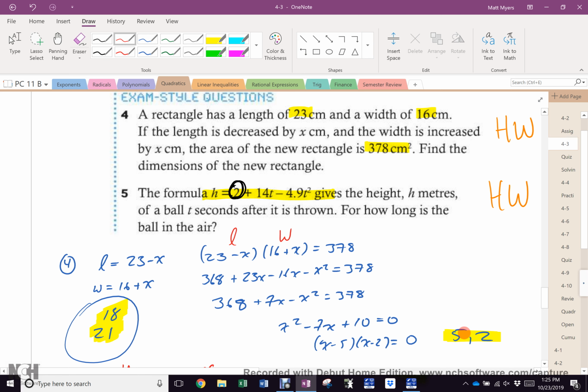So, of course, if x is 5 or 2, I come to here. 23 minus 5 is 18. 16 plus 5 is 21. 18 and 21. 23 minus 2 is 21. 16 plus 2 is 18. So both of those answers work. And they both give you the dimensions of the new rectangle.